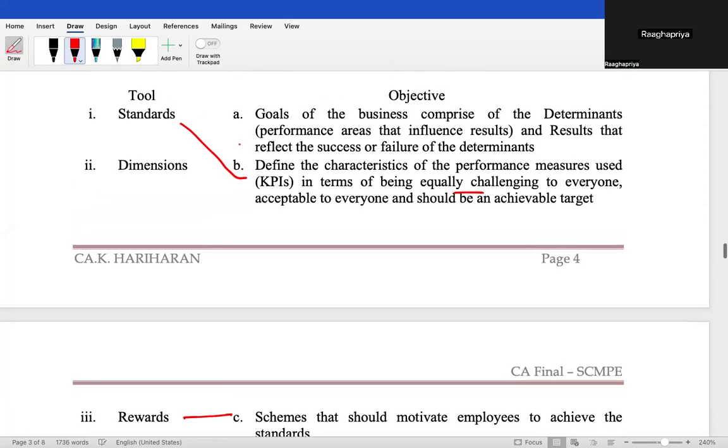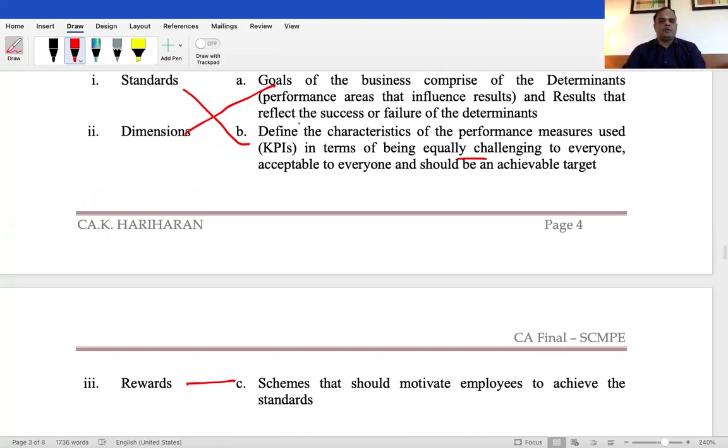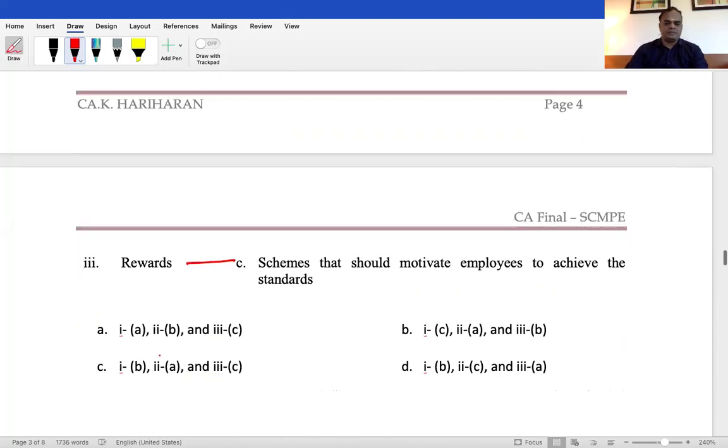Okay, what has been said for dimension? A: goals of the business comprise of determinants. Okay, determinants as well as result form part of dimension. Yes. So 1B, 2A, 3C. Is it right? Yes, sir.